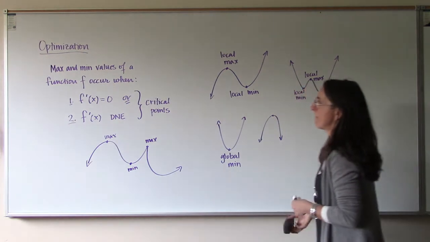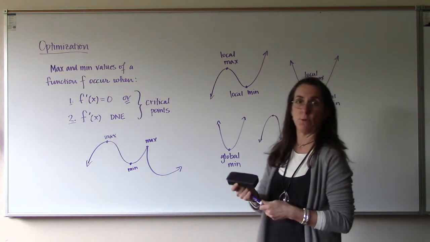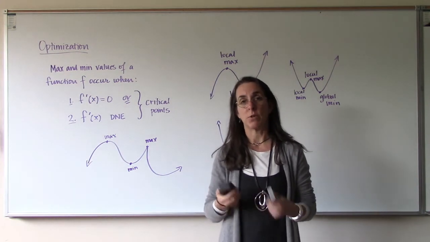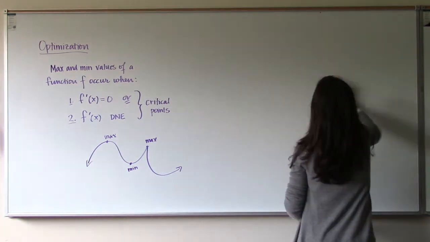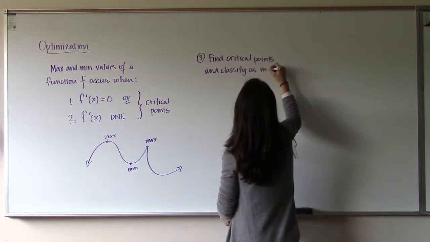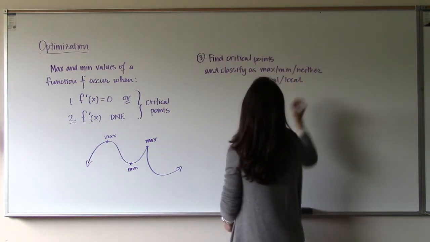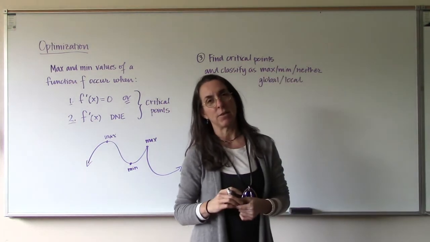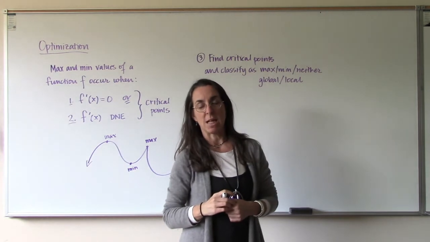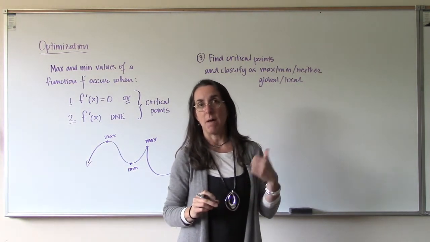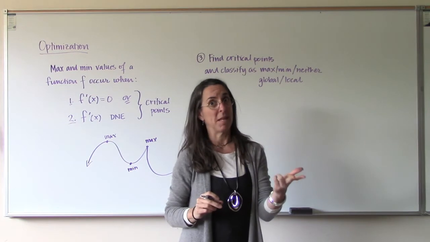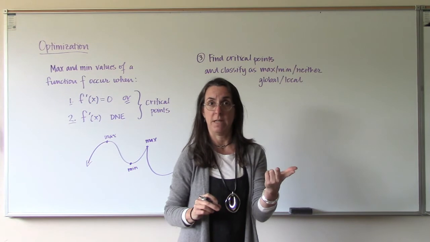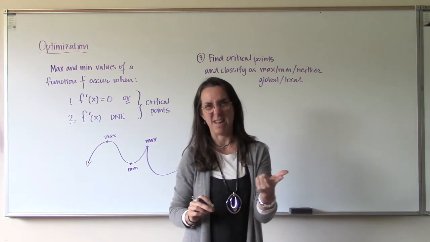So when you're looking for maximum points and minimum points, you're checking out the critical points. So we want to use calculus to locate the critical points and then classify each of them as a maximum or a minimum, or then it might be that you have a critical point that's neither a max or a min. How could that happen?